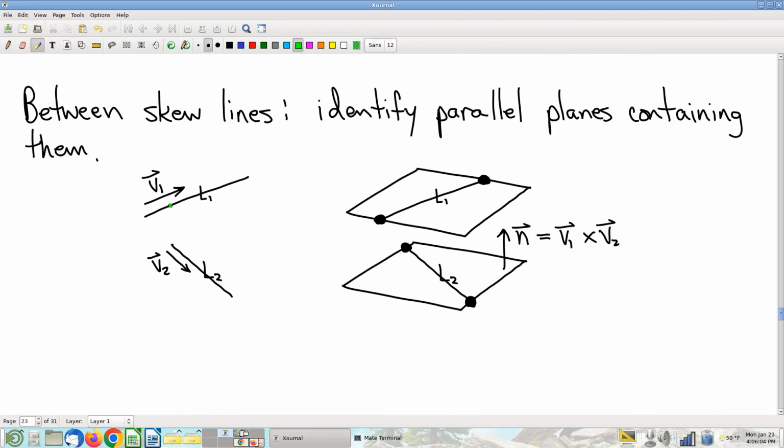Suppose I have 2 skew lines. Reminder what skew means. Skew means worst case scenario. It means they don't intersect, they're not parallel, they don't have anything in common. So no good news, just 2, in some sense, kind of random lines with nothing in common. No points, no direction shared. Okay, how do we find the distance?